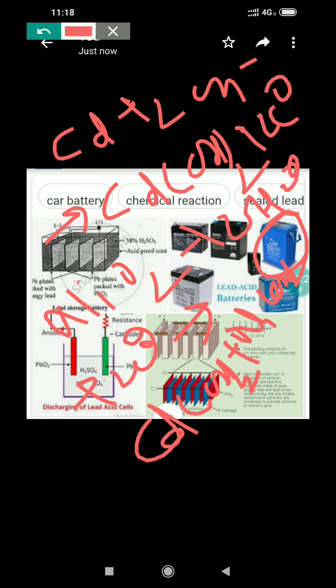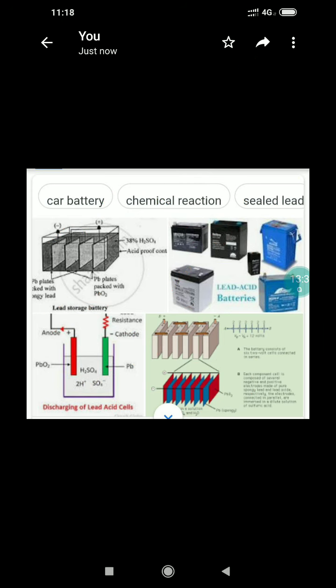It can be used in electronic watches, calculators, photographic equipment, etc. The main advantage is that it is used again and again by recharging, and that's why it has a long life period. Then the mercury battery.